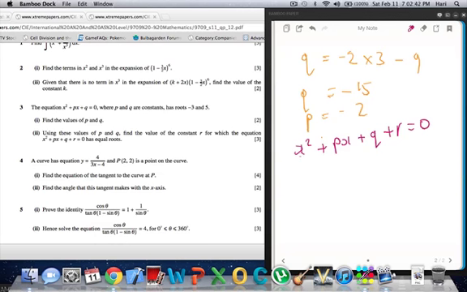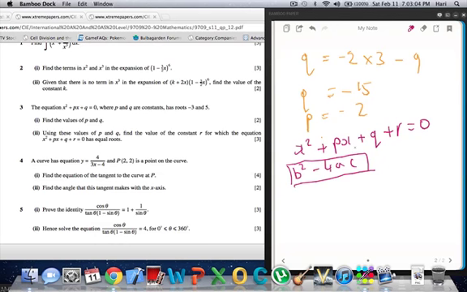So in this case, it has to have equal roots. That's what the problem says. And for equal roots, we take the discriminant. That is b squared minus 4ac. This is actually useful for all these problems. I don't know what the technical term is, but it's useful for all these problems.